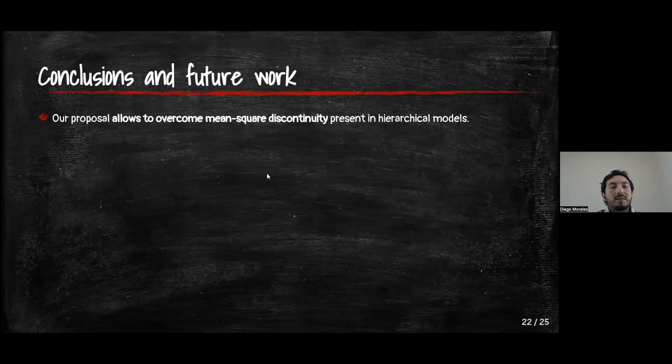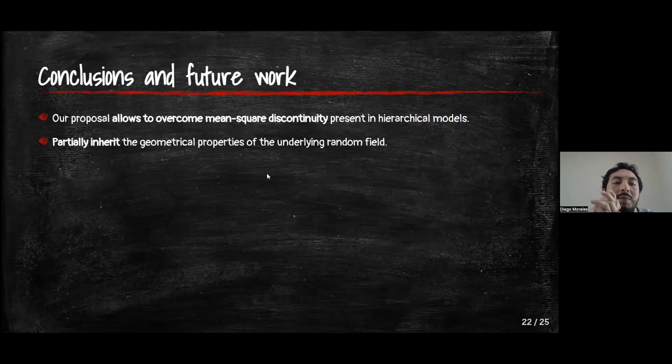Some conclusions and future work. Our proposal allows us to overcome the mean square discontinuity present in hierarchical models. That is a very huge advantage in relation to other models. This model partially inherits some geometrical properties of the underlying Gaussian random field. For example, if the Gaussian random field is isotropic, then we can obtain a Poisson random field that is isotropic. The same holds for non-stationarity. If the Gaussian random field is mean square continuous, then the Poisson random field is mean square continuous, and also the Poisson inflated Gaussian random field.